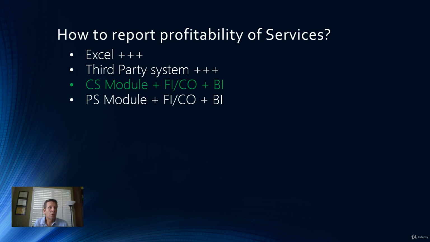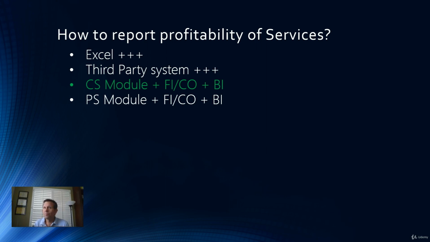Another option is to build interfaces into some kind of third-party reporting system. Downside of that is you have to build those interfaces, and why would you do that when you can utilize the functionality that's already there in SAP? And that leads into the recommended option, using the CS module, customer service module, with finance and controlling, and with business intelligence, either business warehouse or business objects.